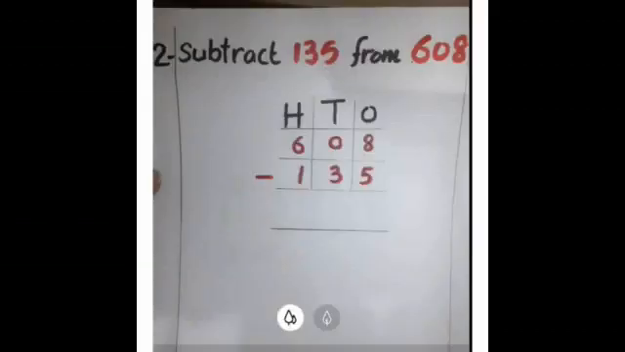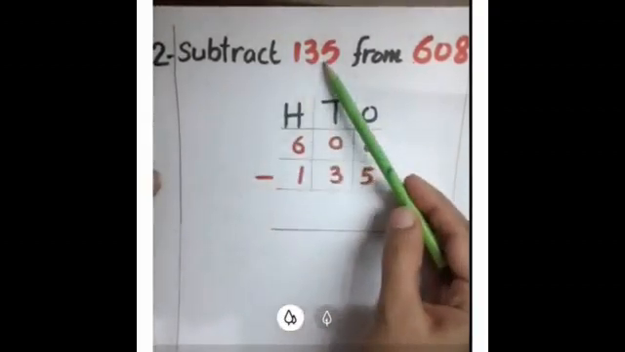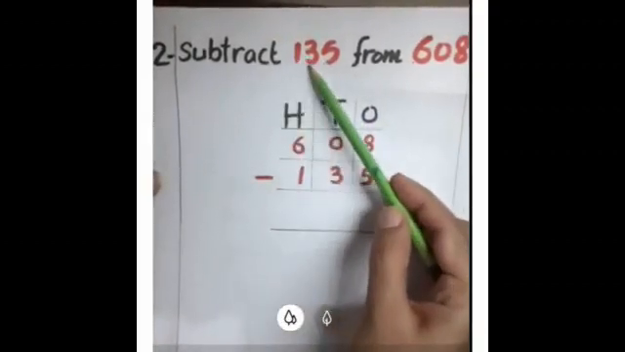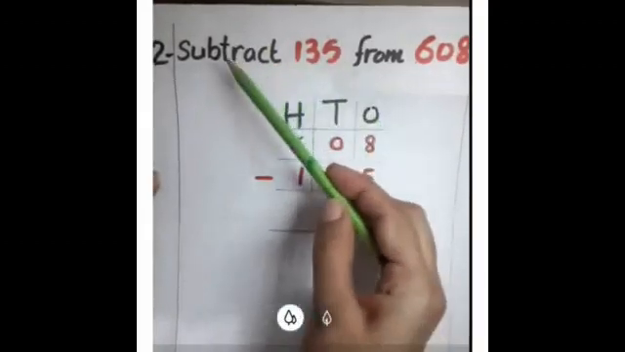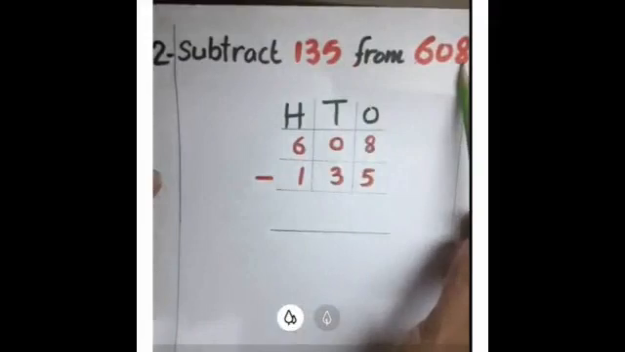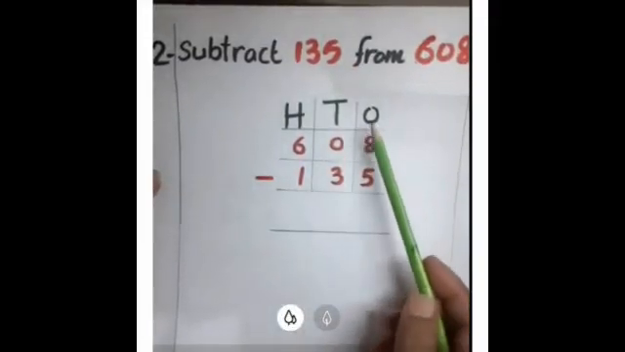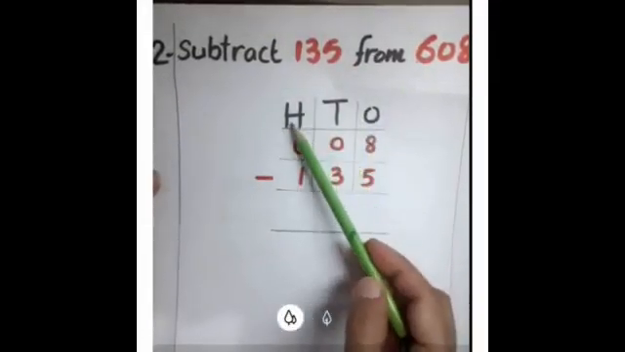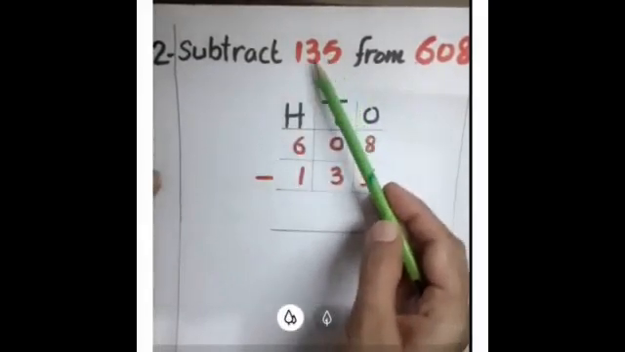This is example number 2, subtract 135 from 608 on page number 47, and I have written this example on a paper. Now let's see. Subtract 135 means minus 135 or take away 135 from 608, and I have written 3 place values, 1s, 10s, 100s, because there are 3 digits.